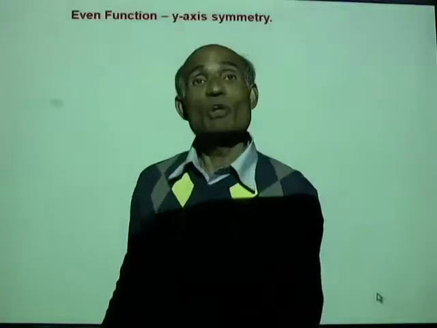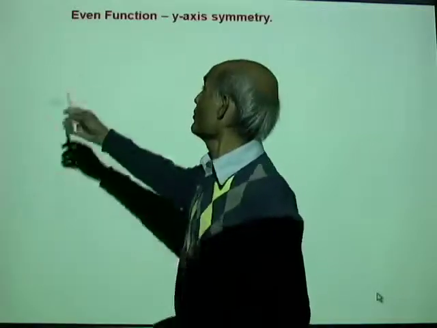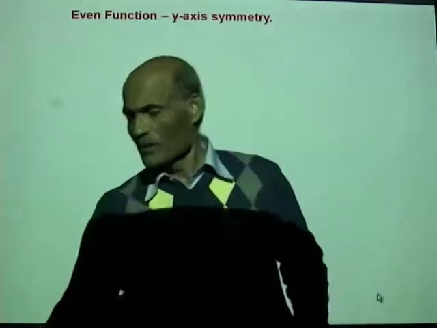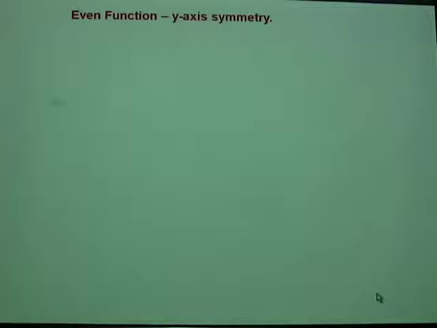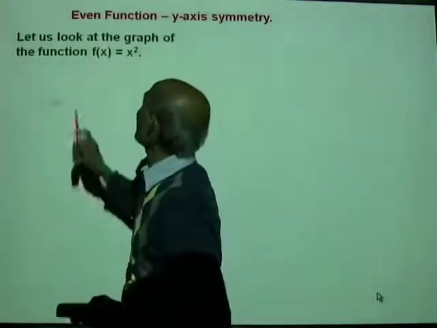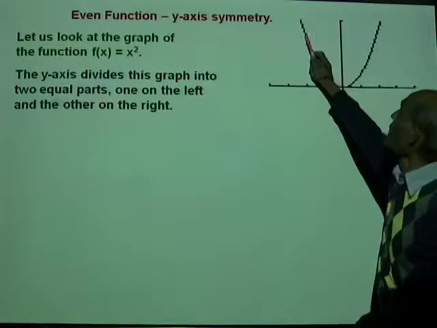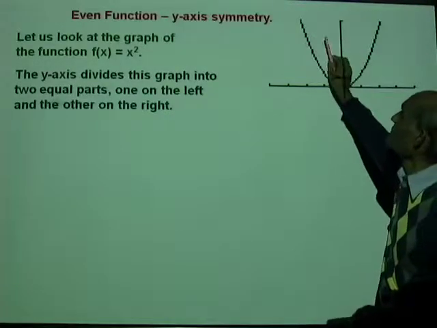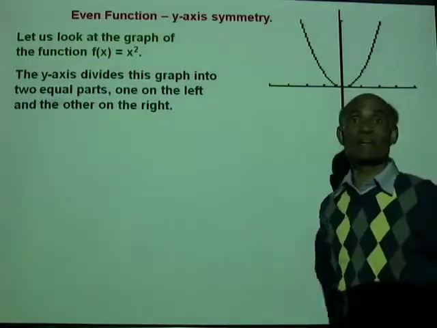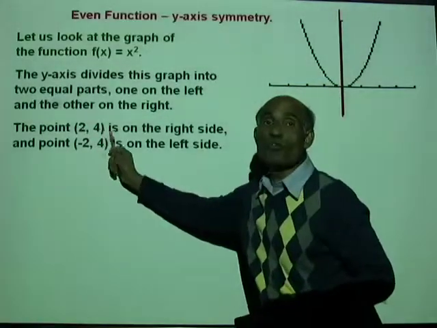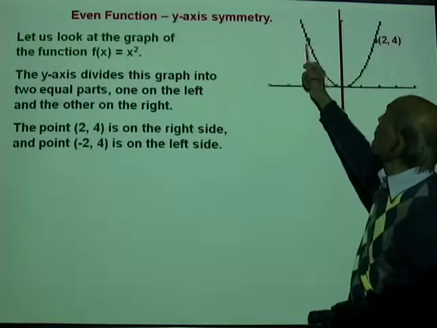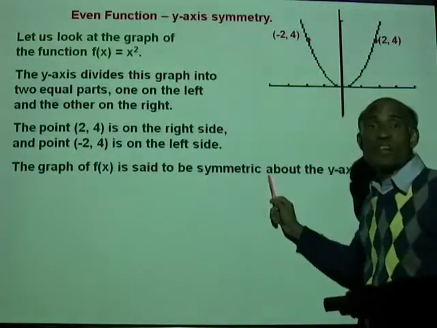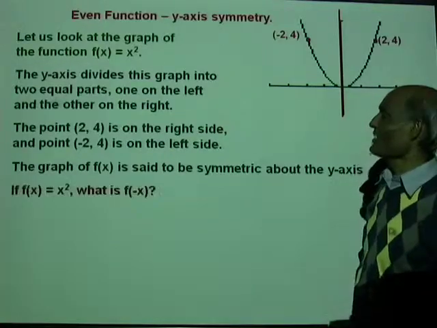Okay, we will now look at even and odd functions. An even function has a y symmetry, and well, what is y symmetry? Let's look at the graph of f of x equal to x squared. The y-axis divides this graph into 2 equal parts, one on the left and one on the right, and they are exactly alike. Is that right? The point 2, 4 is on the right, and the point negative 2, 4 is on the left. The graph of f of x is said to be symmetric about the y-axis.